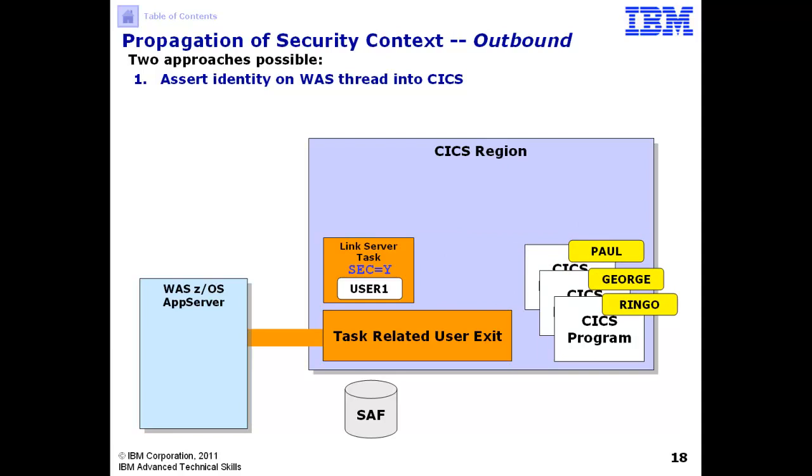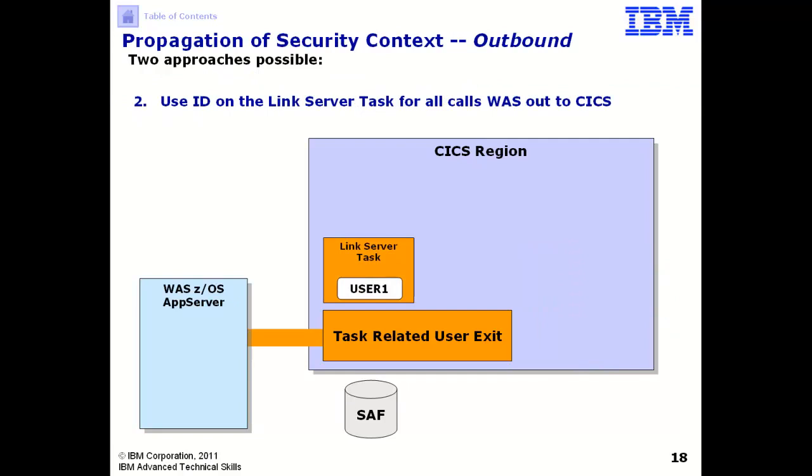An alternative approach is to specify security equals no on the link server task, along with reuse equals yes. Again, the link server task is started with the identity defined to it in CICS. But note what happens next. An invocation task is started with the user ID of the link server task.